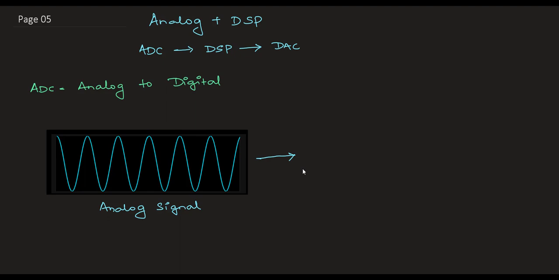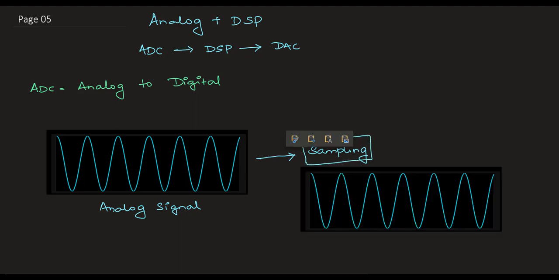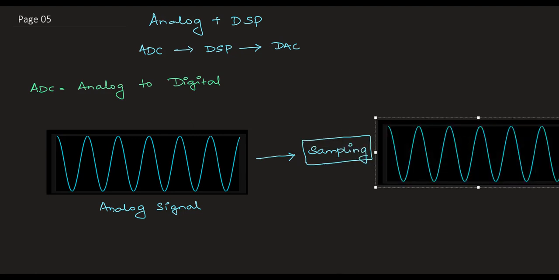So let us say this is my analog signal, a sine wave, and now I have a process called sampling. Sampling is a process, and what it does is it is going to select certain points.